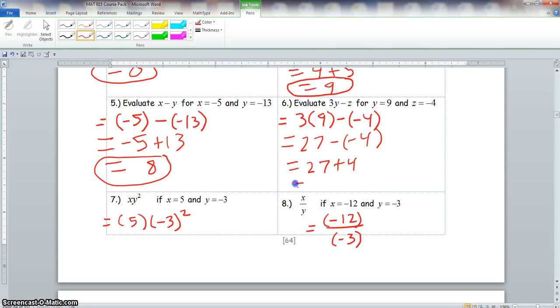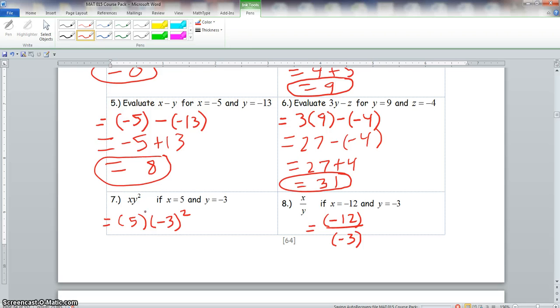And 27 plus 4 is 31. Now we go down here to number 7. We have x is 5, so we substitute in 5 for x. And then we look here and we notice that y is -3. So we substitute in -3 for y. So now, what we have here is this here.